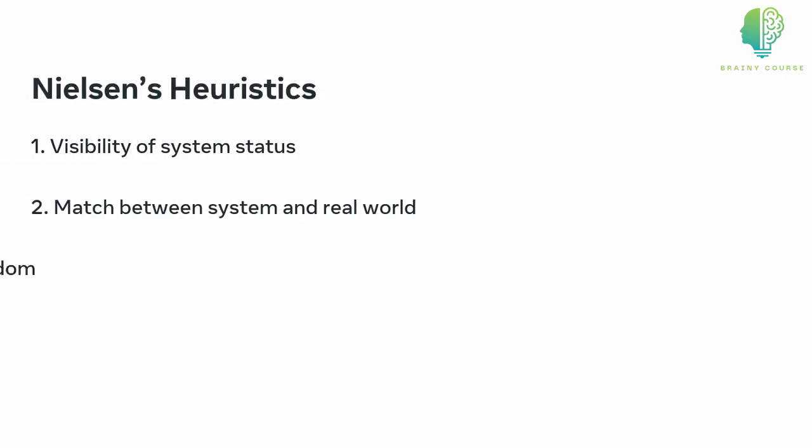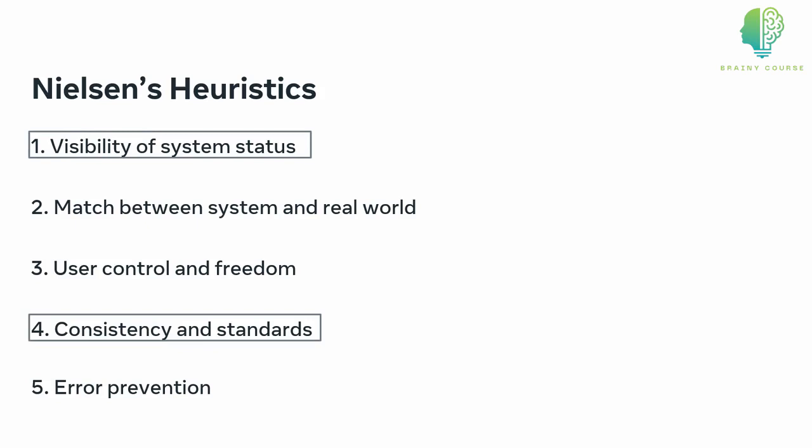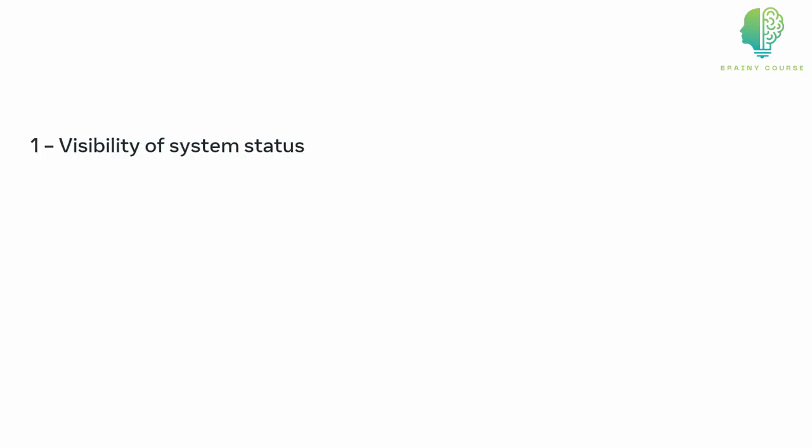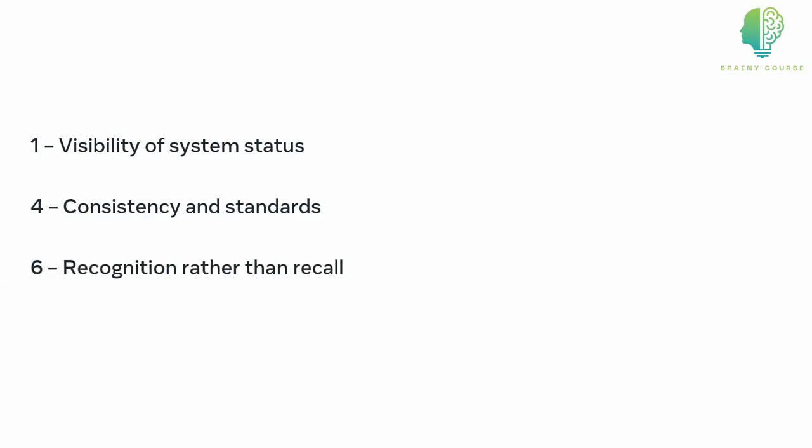These issues also violate Nielsen's heuristics number 1, 4, 6, and 8, which are: number 1, the visibility of system status, where the design should always keep users informed about what is going on; and number 4, that states consistency and standards, where users should not have to wonder whether different words, situations, or actions mean the same thing. Number 6 states recognition rather than recall, where you minimize the user's memory load by making elements, actions, and options visible. And lastly, number 8 requires aesthetic and minimalist design.